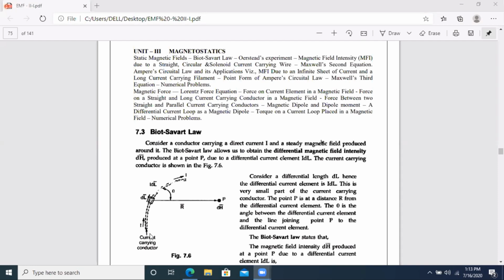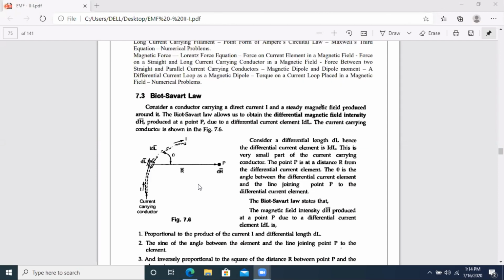So consider a conductor carrying a current, such as illustrated in this figure. Now, we want to find what is the magnetic field at some point P. By the way, magnetic field intensity vector is H. So we want to find the magnetic field at some point P due to this current.